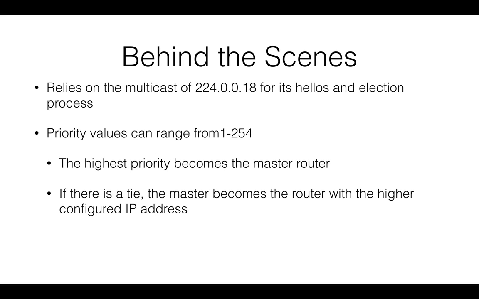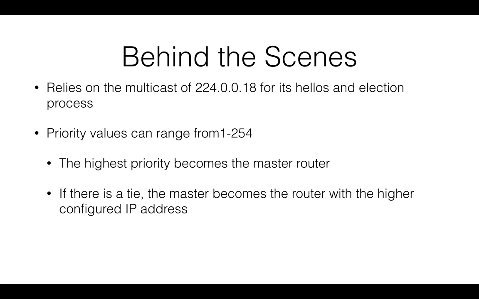Now there's a few things that you need to know, just small details here kind of behind the scenes. VRRP is dependent on multicast, at least in the IPv4 world, of 224.0.0.18. And these multicast packets handle not only the hellos, so trying to figure out if the other neighbors are there or if they're alive, but it also handles the election process, carrying the priority values for all the routers participating in VRRP.